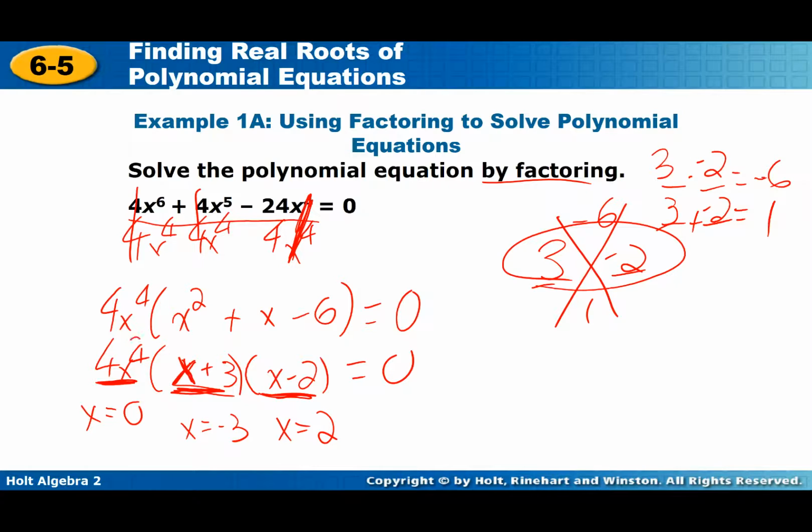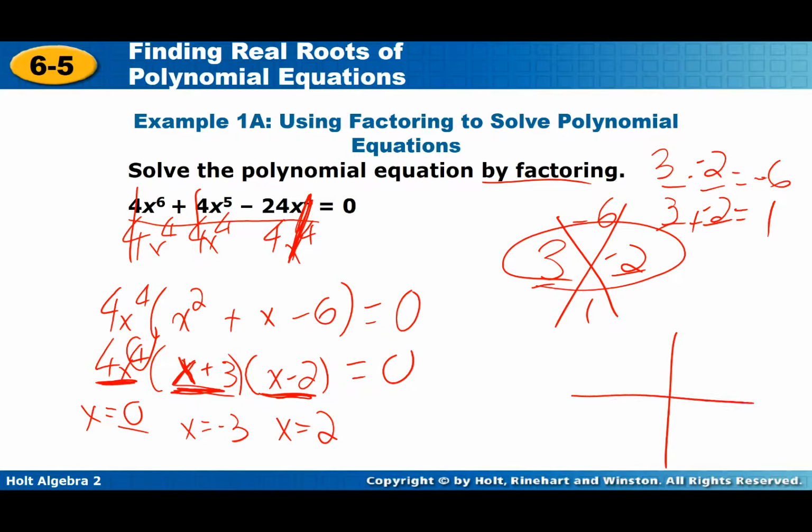However, because it's to the 4th power, 0 is a multiplicity that occurs 4 times. So basically, there's 4 overlaying roots at 0. If you looked on your calculator, I believe it said negative 3, 2, and then 0, 0, 0, 0. And it says that because there's a multiplicity at 0. It means there's 6 roots in total. 4 of them are just overlapping at 0.